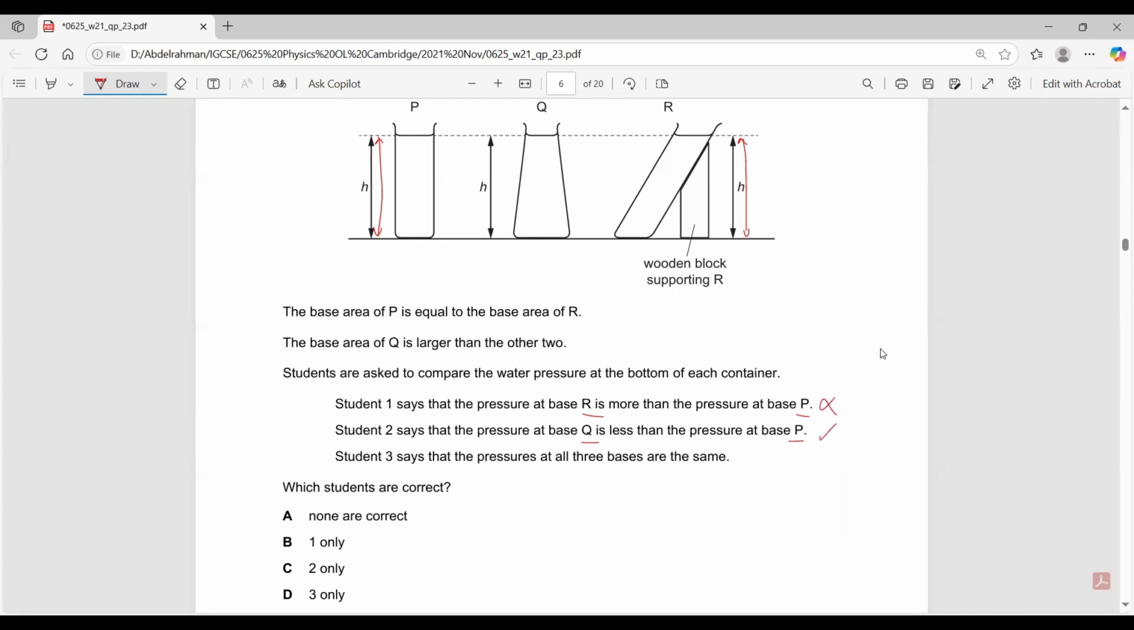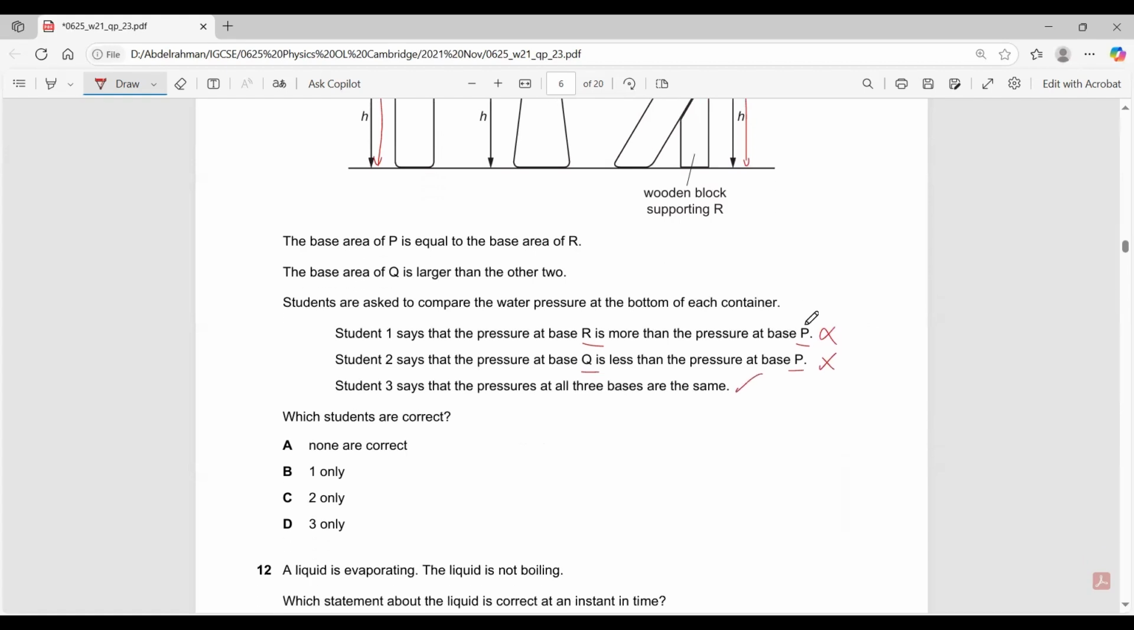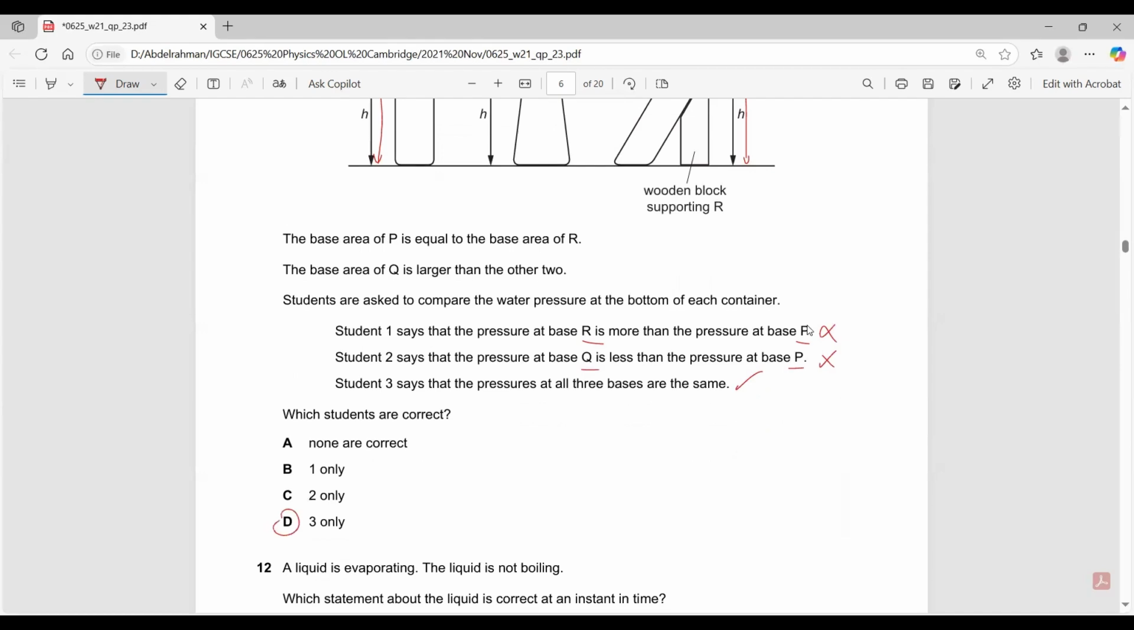Two is also wrong because we're not talking about the area. We're talking about the height of the water. The water level is what gives the pressure of this water. What gives the pressure is the height. So only three is correct.